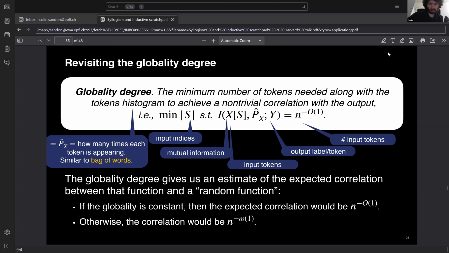So now let's go back to the globality degree. As mentioned, it's the minimum size of a set of input tokens that, together with the histogram, allows you to determine the function with non-trivial accuracy.